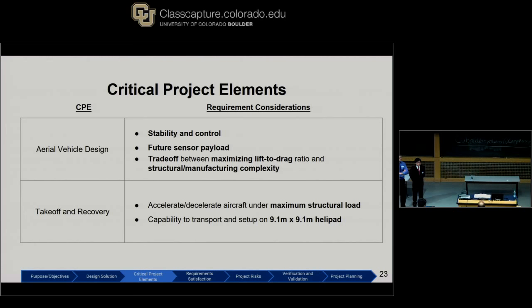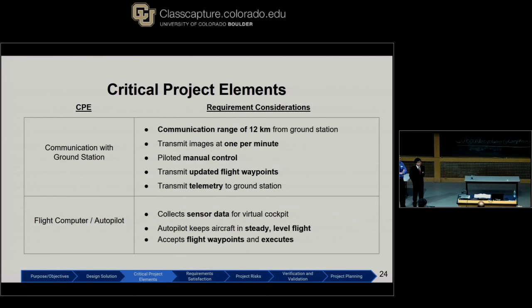Our next CPE is takeoff and recovery. The requirement considerations for this CPE are to accelerate and decelerate the aircraft under its maximum structural load limit and to do so on a 9 by 9 meter helipad. Our third CPE is to communicate with the ground station, and the main requirement for this is to do so at 12 kilometers range, as we showed in the ConOps.